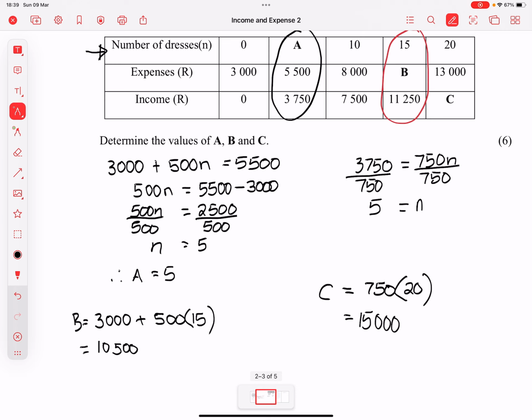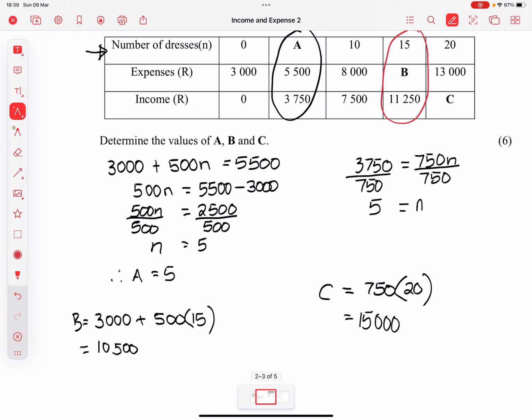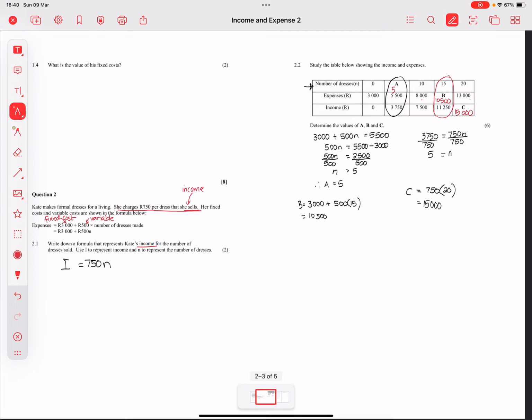So if we look at the values here, and this is quite important that you take note of this. If you look at your values, you can see that this is 5. And if you're going up on your formula, 0, 5, 10, 15, 20 is not always the case. And then B should be a value between 8,000 and 13,000, which is, it's 10,500. And C, because it's 20 here, C's value should definitely be higher. And that so happens to be 15,000. Okay, let's go and look at the next question.